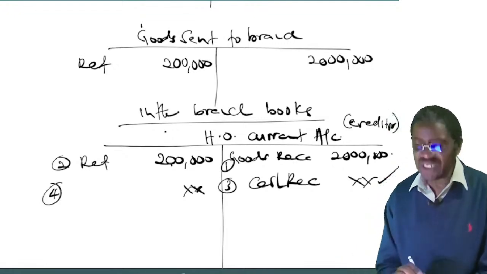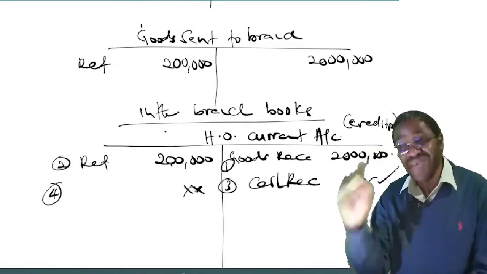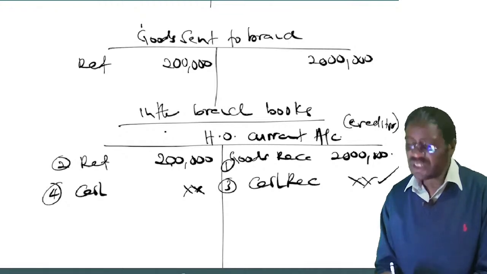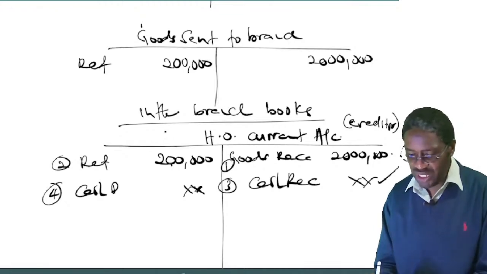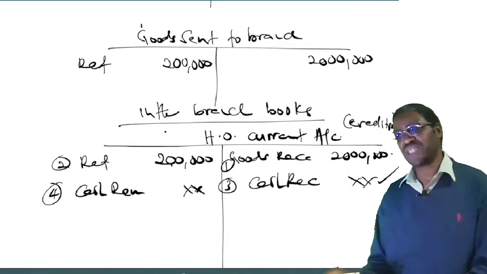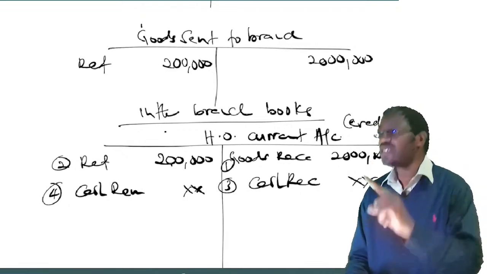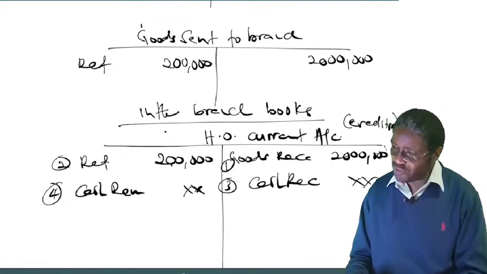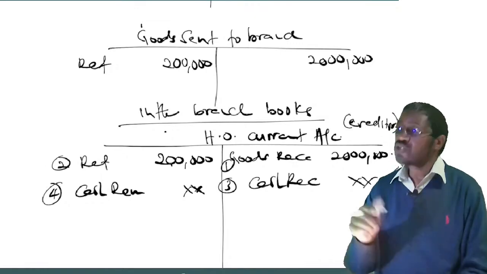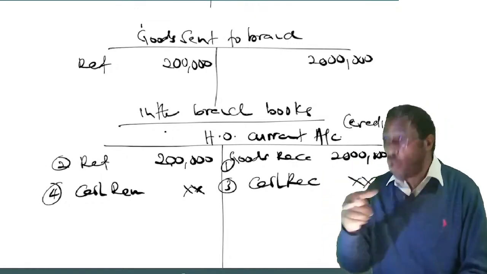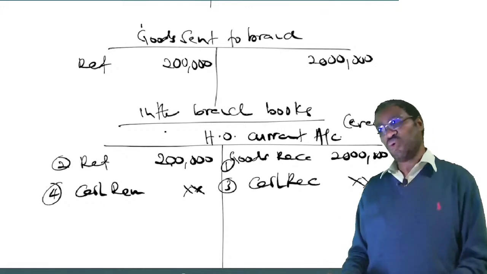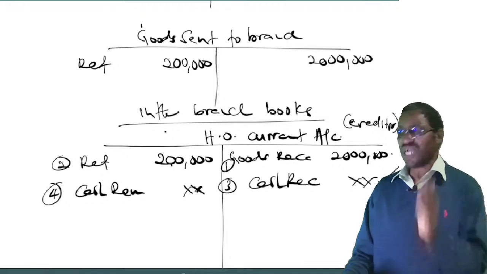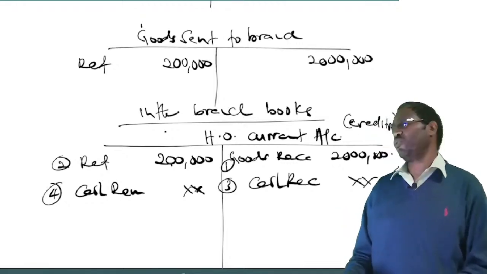So number 4, we are saying with cash remitted to the head office, you as a branch, you will debit head office current account and you credit cash. With any cash remitted to the head office, you as a branch, you debit head office current account. Why do you debit them? So that you reduce what you owe them. Good. So you debit head office current account and you credit cash. That's number 4.